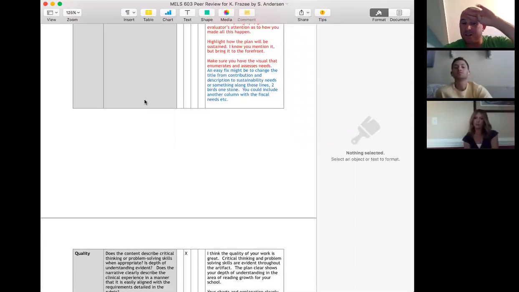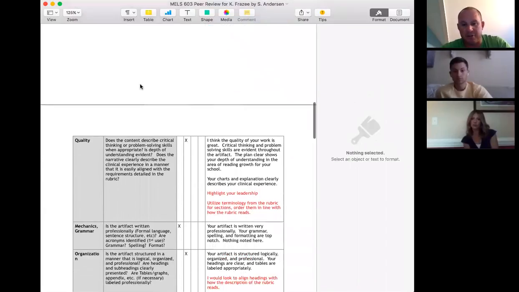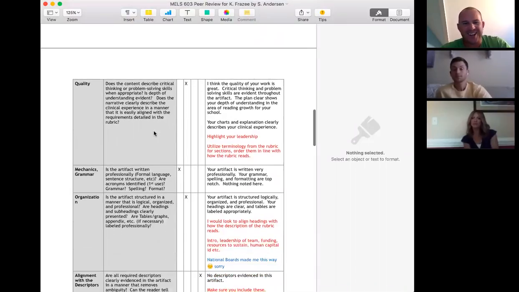The visual that enumerates and assesses need. You already had some of those charts, maybe just adding a column that combines all that information into one chart might help you out. I don't know. It's kind of nitpicky, but I just wanted to put that out there for you. If you want to do it, then do it; if you don't, then don't. Quality of the work was great. Once again, highlight your leadership.